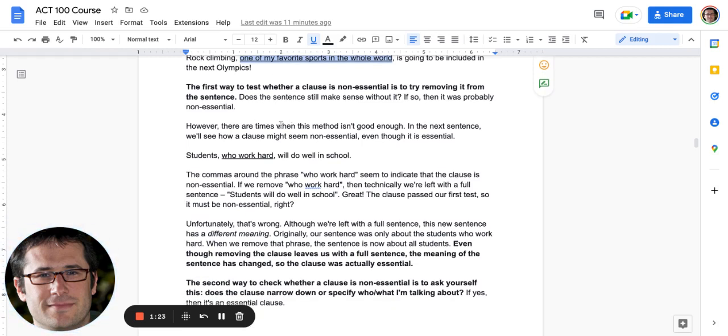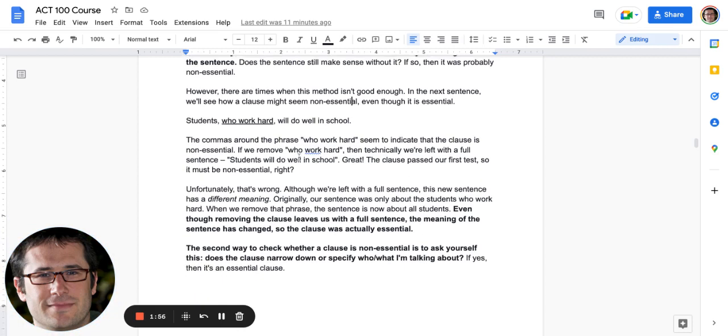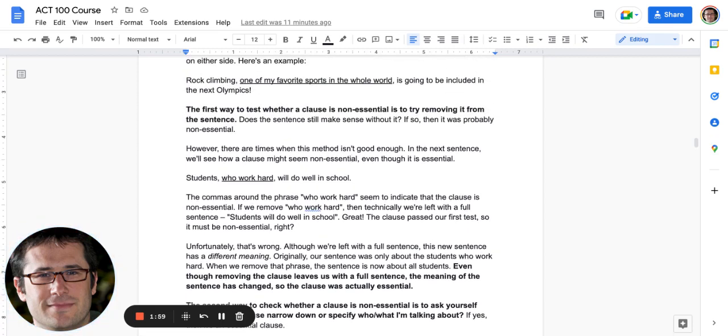There are times when you need to look at something else. So let's look at this sentence. Students who work hard will do well in school. Now, if you say students will do well in school, that really means something different than students who work hard will do well in school. So getting rid of this changes the meaning of the sentence, and so you wouldn't call it a non-essential phrase or a non-essential clause.